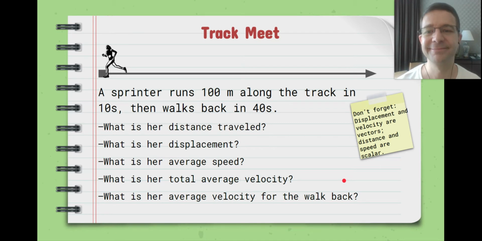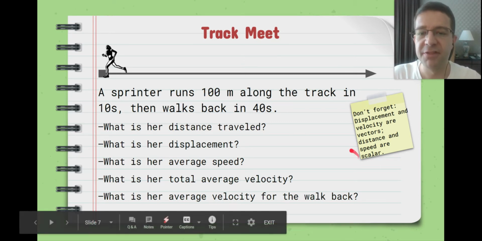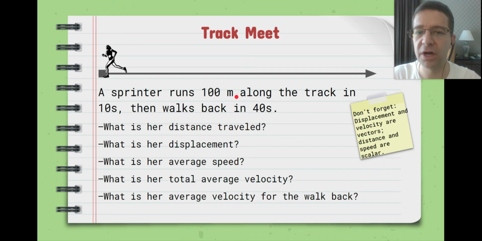Okay, welcome back. The distance traveled here, because she goes 100 meters along the track to the right and then walks back 100 meters, the distance traveled will be 200 meters. Her displacement, on the other hand, because she walks 100 to the right and 100 back, ending up at the same place that she began, will be 0.